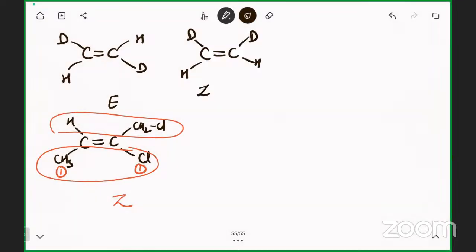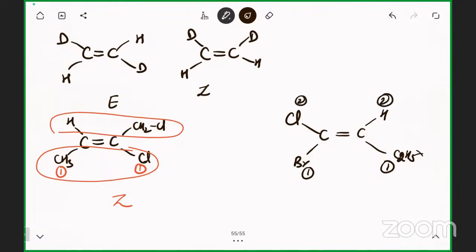Okay, one more example I'm giving you. E or Z? Z, yeah, it's again Z. First priority, first priority. Okay, atomic number you can see here. Cl second, second. So they are on the same side. So it is again a Z form.